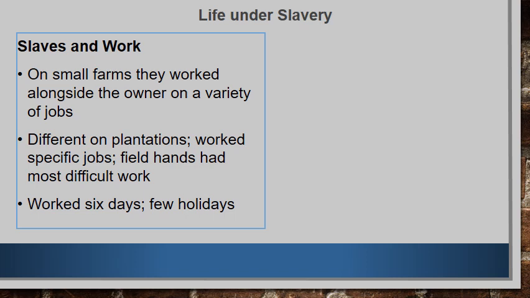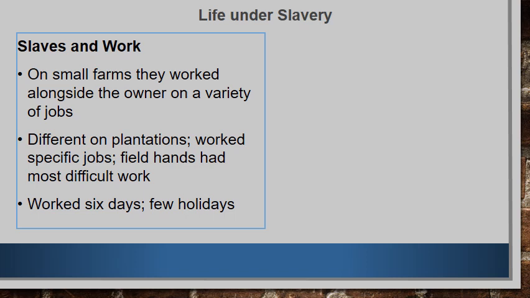Every plantation's different, though, and some slave owners drive their slaves really harshly, whippings and beatings, without any sort of concern for the humanity. On smaller farms, it's more likely that the owner of the farm worked directly with his slaves out in the fields together, rather than having an overseer.